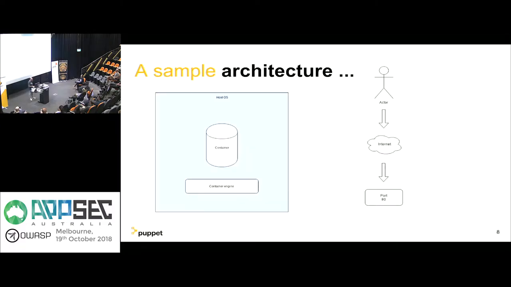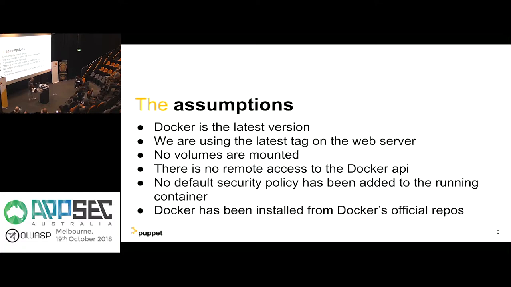So let's look at the risks. And as you can see here, my Draw.io skills are massively, this is why I get paid the big dollars. Luckily, my code's better than my Draw.io skills. So this is the sample architecture we're going to look at, right? We're running Nginx on a container. There's Docker running, and there's someone hitting the web service on port 80 from the internet. Nothing special, this is pretty basic stuff.